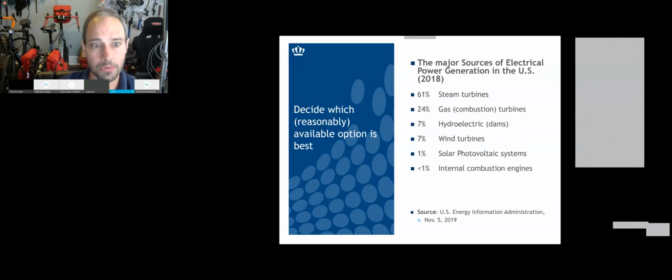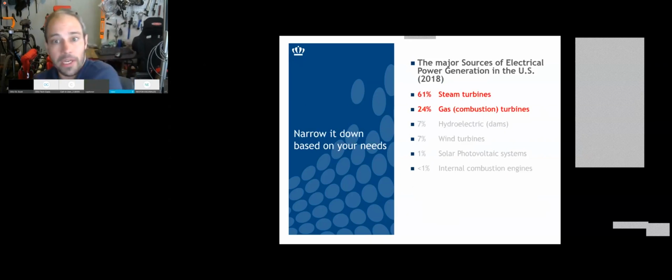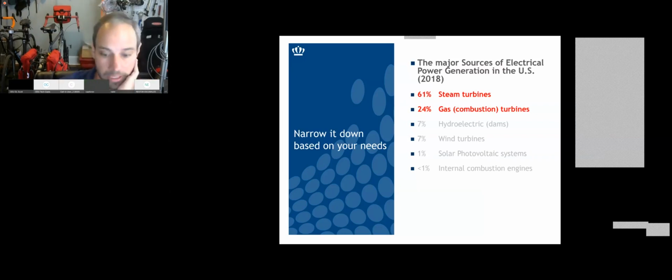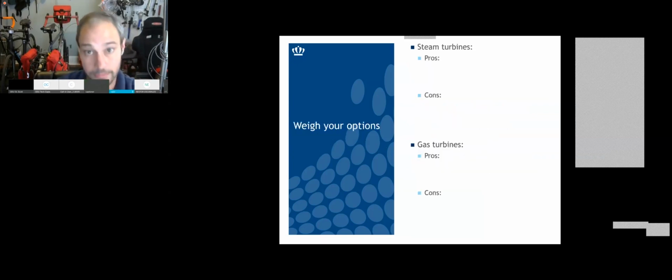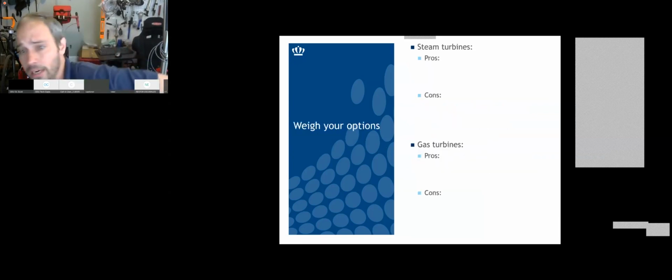So now we have to figure out which one available we want to do. We're going to look at the top two. We're really going to look at pros and cons of them, so you have an idea of the pros and cons, but we're really going to delve deeper into the steam turbines. So we're going to narrow it down based on our needs. I want to power a big city. Need a lot of power. So let's weigh our options.